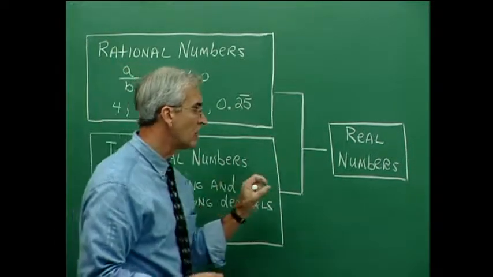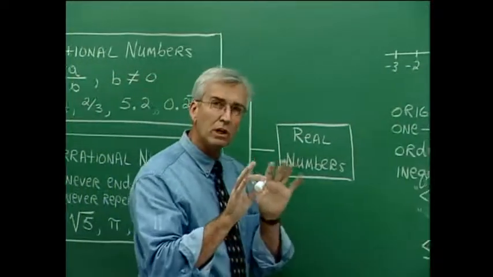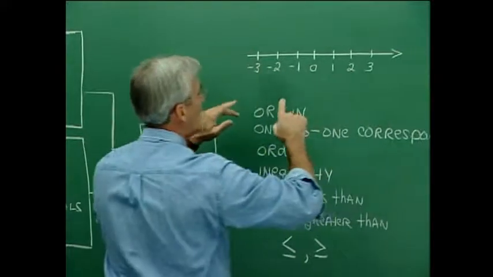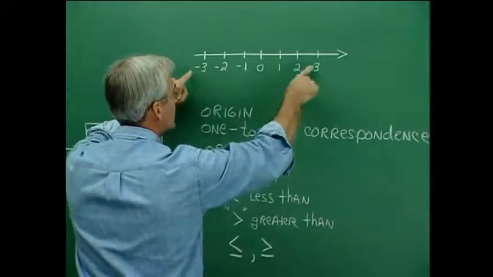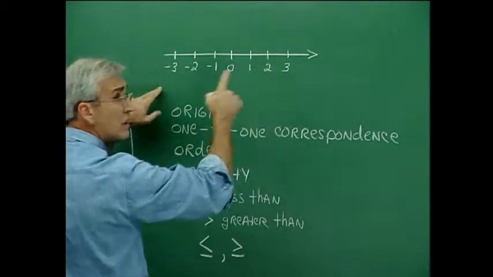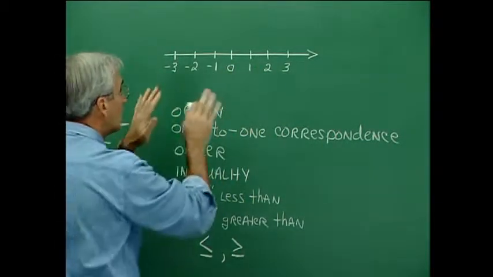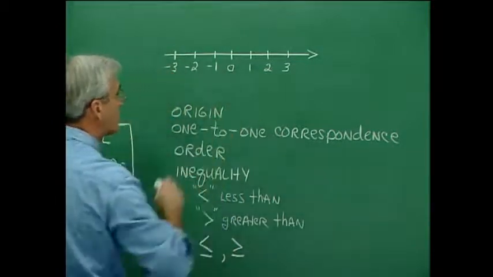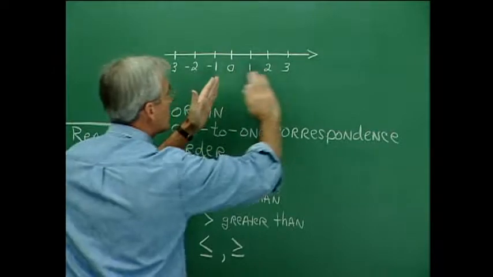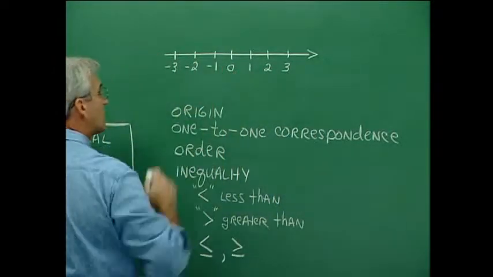Now, real numbers are often pictured by using a real number line or simply a number line. This is a number line. Now, we're including not only the integers that are written under here, but all of the items that are in between these integers as well are contained on this number line. Now, 0 is called the origin of the number line. Positive numbers lie to the right, negative numbers lie to the left.